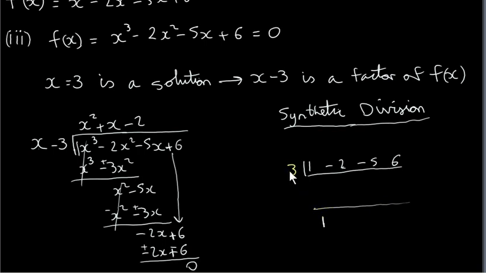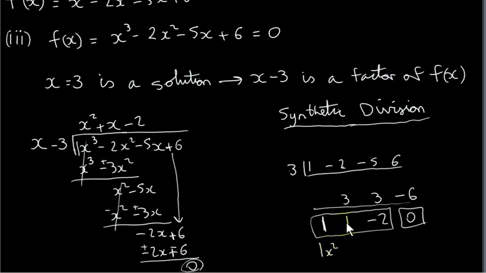It's a 1. We write it down here. We multiply 3 by 1 to give 3. Combine these together. -2 plus 3 is plus 1. Multiply this number by this number. 3 by 1 gives 3. Write our answer here. Combine -5 with plus 3. That gives -2. Multiply 3 by -2 to give -6. We combine these. Plus 6 minus 6 gives us 0. This is actually our remainder, which is what we expect to get, 0, because x - 3 is a factor of the cubic. And this here is the quadratic factor. This number is the coefficient of x², so we have 1x². This number is the coefficient of x, so we have 1x, and this is the constant term. So we get x² + x - 2, exactly what we have up here.